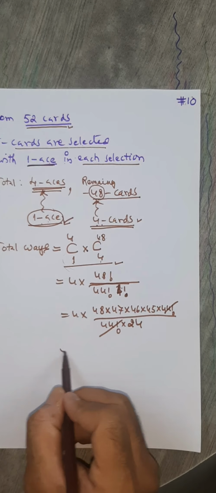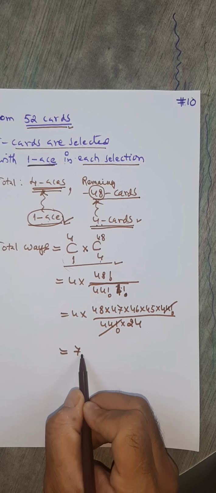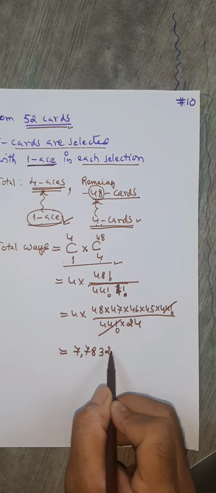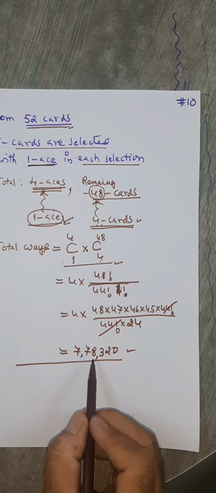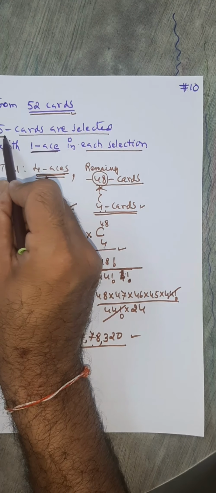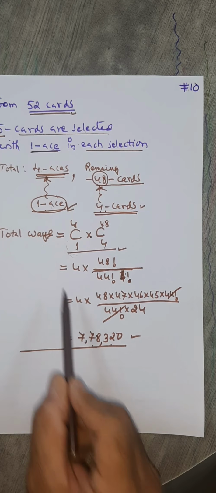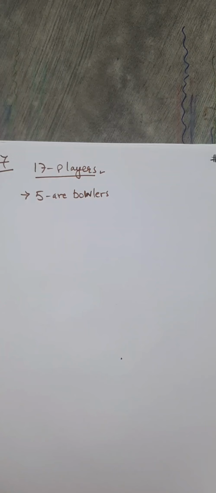This will get cancelled. You can just simplify this. If you simplify this, you will get 7,78,320. It's such a big number, remember, but this many ways are there. This many selections of 5 cards will be there, each selection consisting of one ace, remember, right? I hope now this is clear to you.